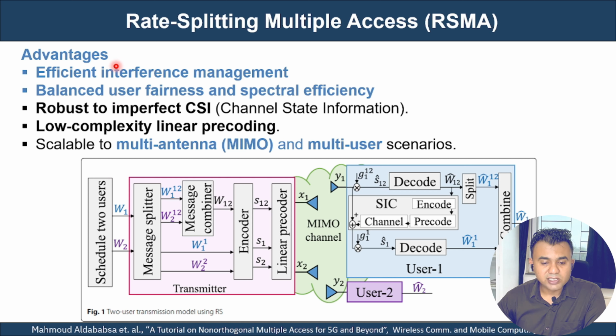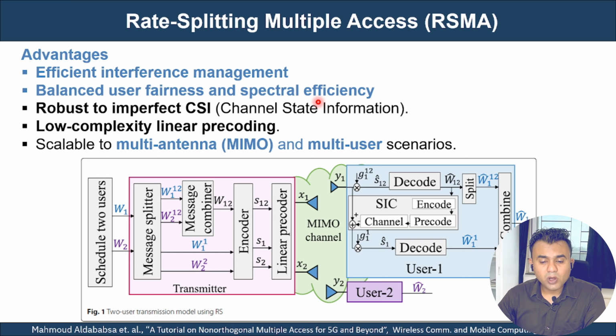There are advantages such as efficient interference management. The interference is efficiently managed here. Balanced user fairness and spectral efficiency. Spectral efficiency is increased definitely because we are not transmitting common parts or common elements repeatedly. User fairness, definitely, because we are saving the bandwidth, which means the leftover bandwidth which we have saved can be given to the other users.